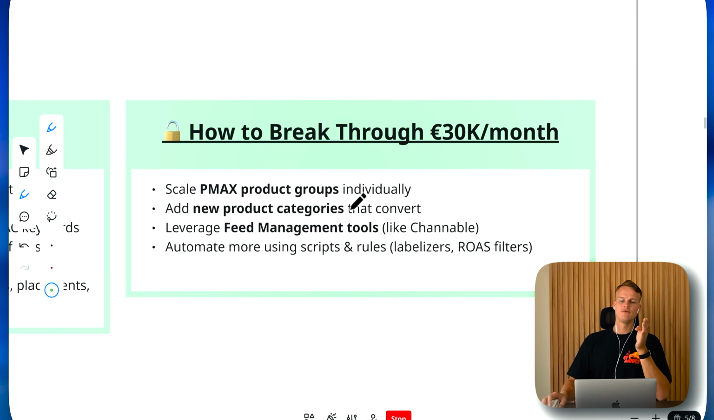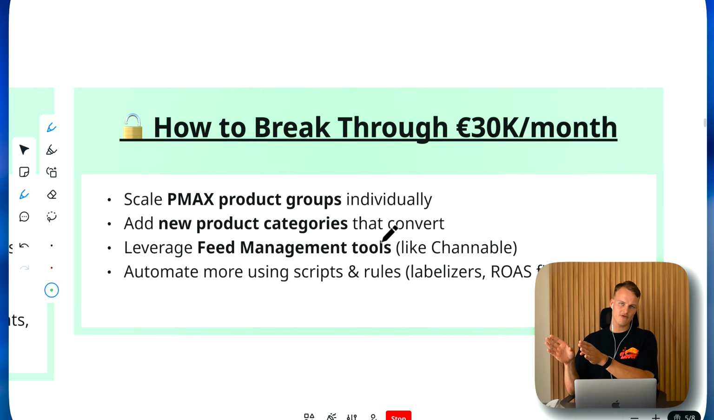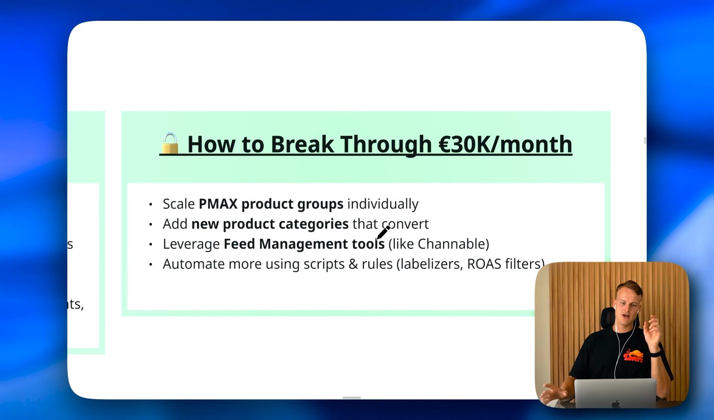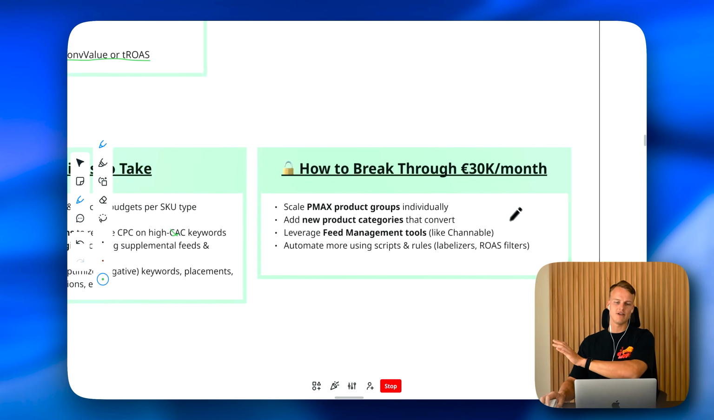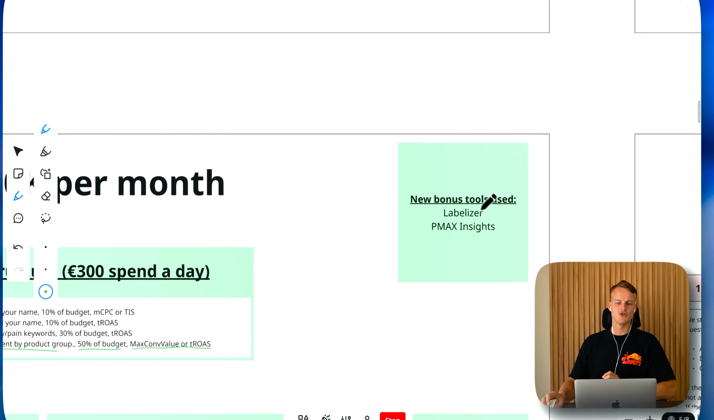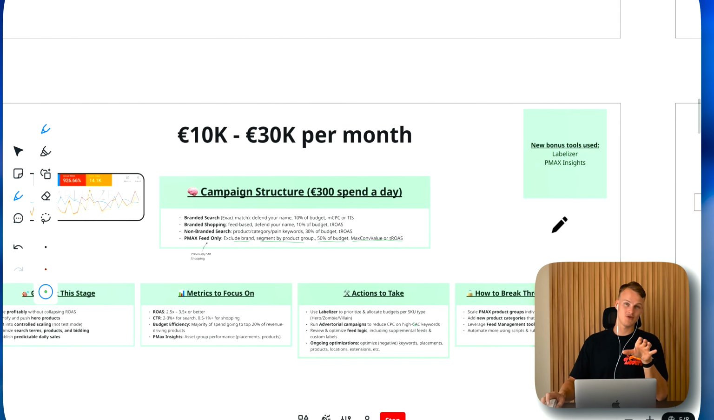Now, how to break through 30K a month is to scale Performance Max product groups individually. So look at the well-performing products, scale those, add new product categories that convert, so adding similar products, right? Leverage feed management tools like, for example, Channable, and automate more using scripts and rules, so the labelizers or ROAS filters or whatever. If you do all of this, you will get a pretty mature account that will get you past the 30K a month mark, right? The bonus tools used here are the labelizer and the Performance Max Insights, and optionally advertorial campaigns, which is also one of the bonus tools that I will talk to you about later in the video.